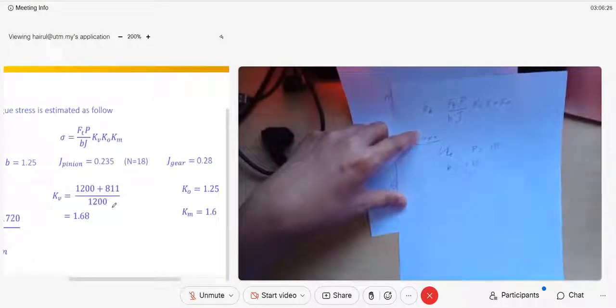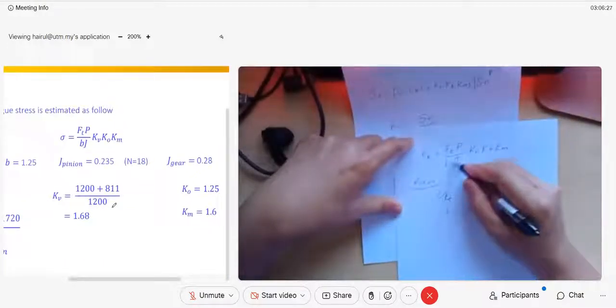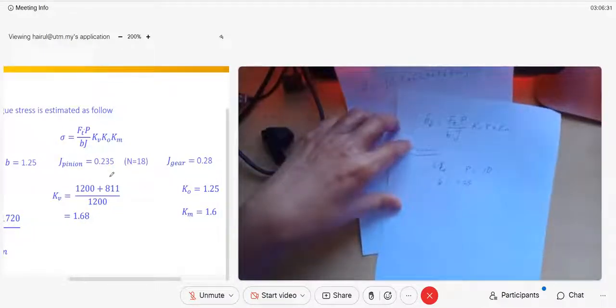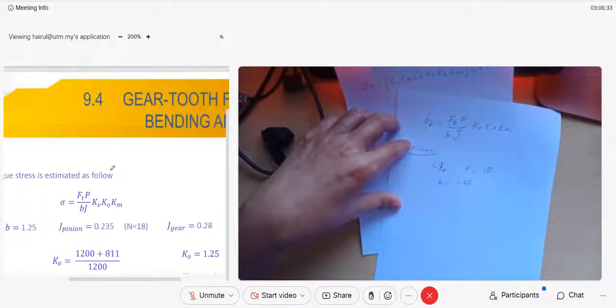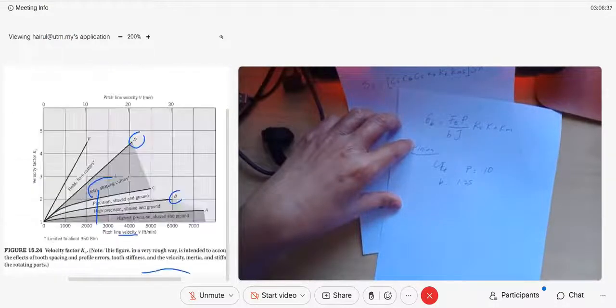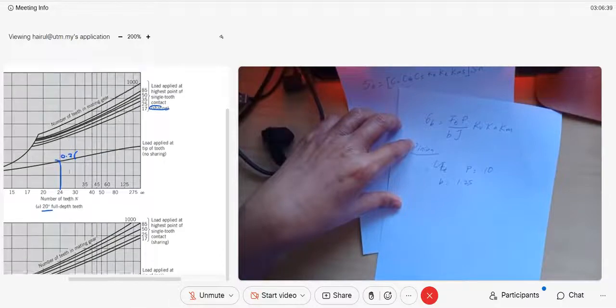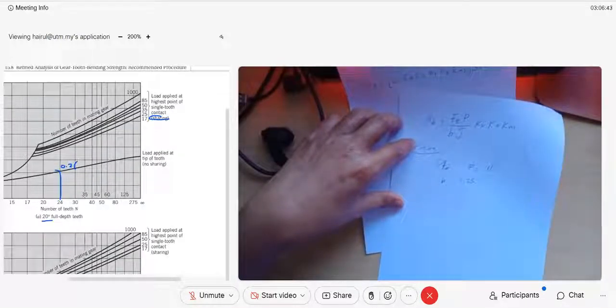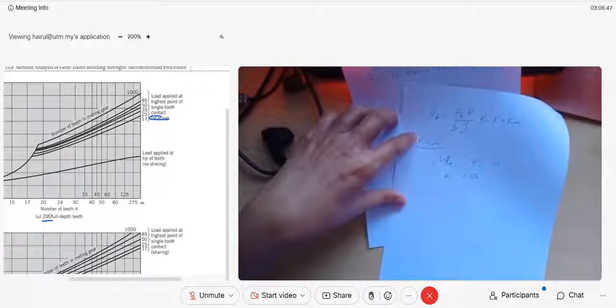So J for pinion. Because we have J in the denominator, be careful about J. If you look at the table, to get J it is here. J is the value of the spur gear geometry factor. So what is the number of teeth of pinion?